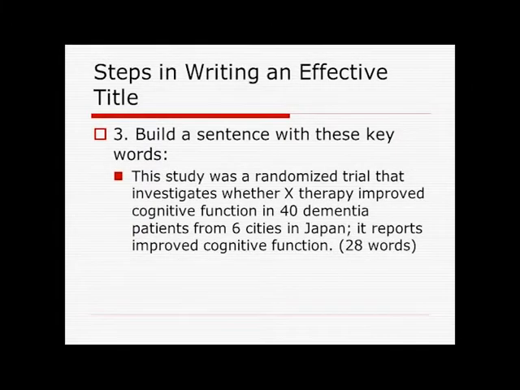Step number 3, we build a sentence with these keywords. So this study was a randomized trial that investigated whether X therapy improved cognitive function in 40 dementia patients from 6 cities in Japan. It reported improved function. So that's 28 words, so about twice as long as we would want our title to be.